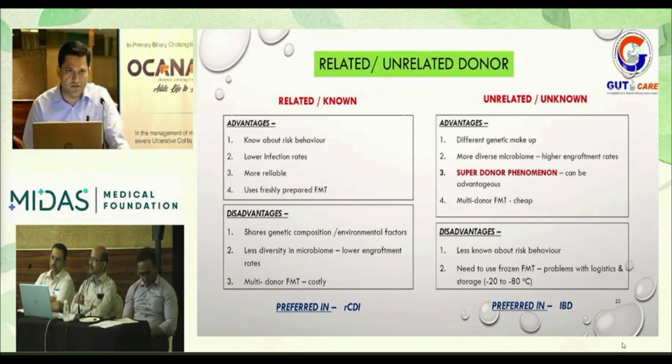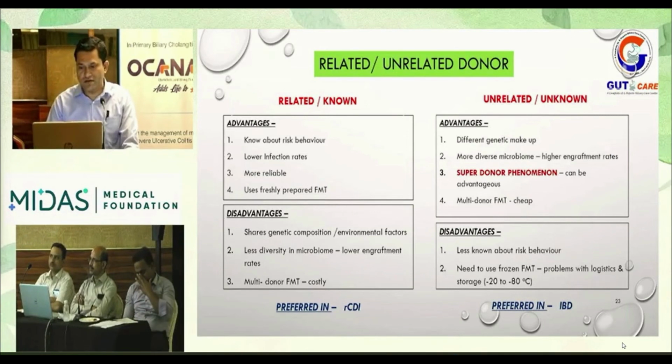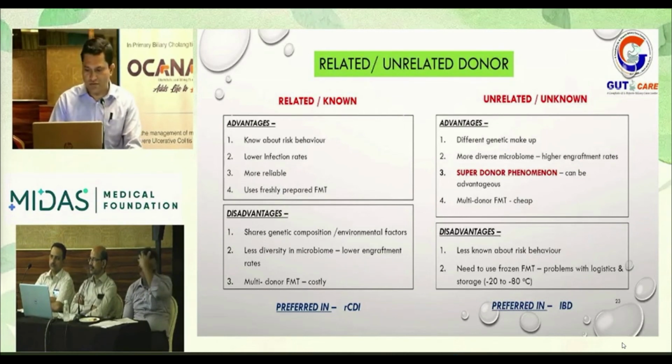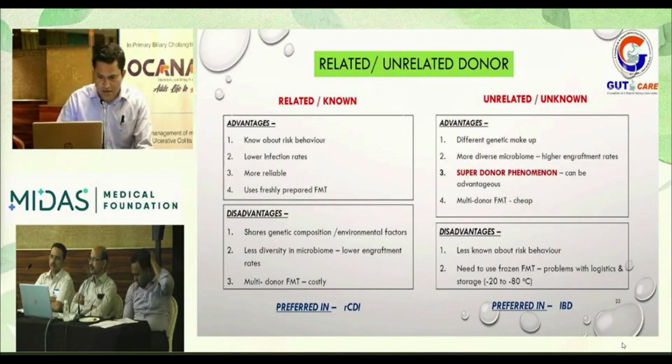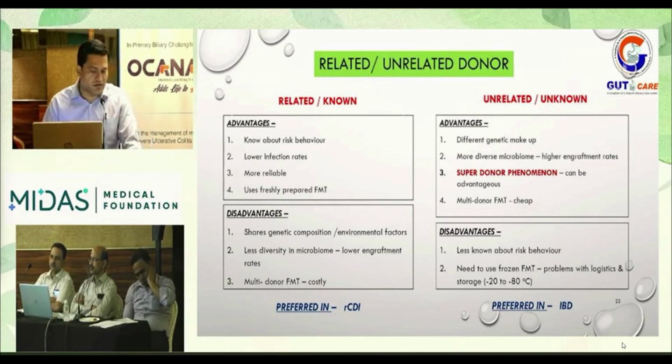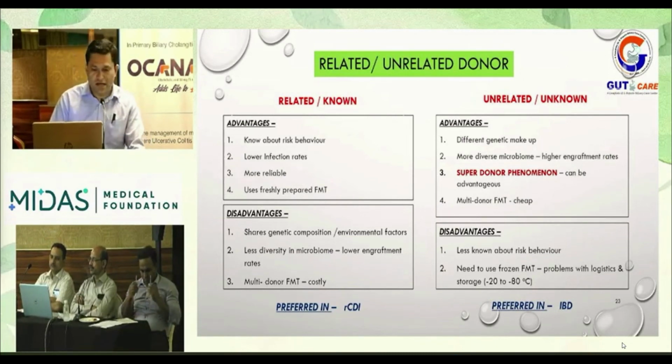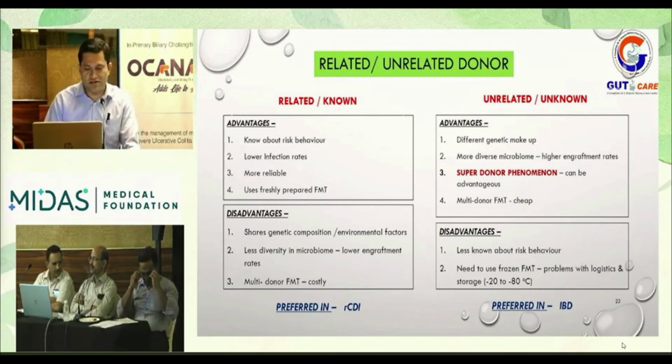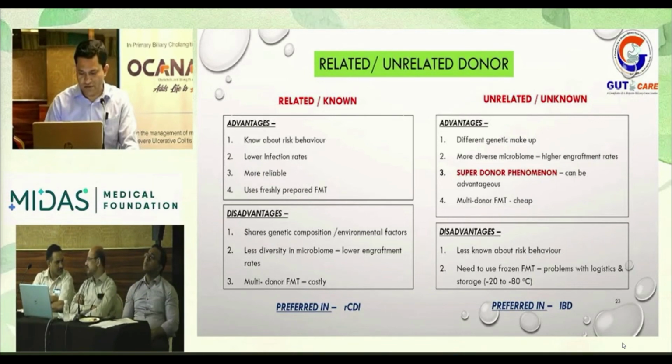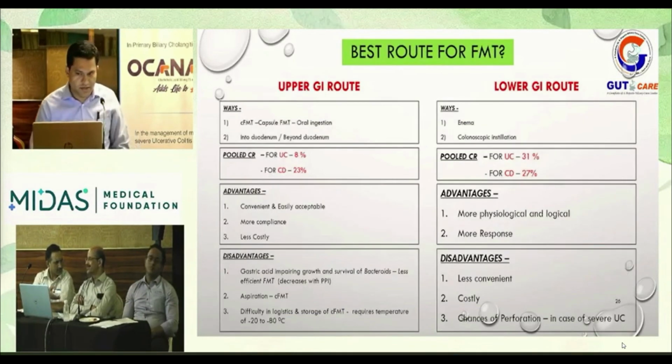So having the more diverse microbiome, there can be existence of super donor phenomena which can be helpful, and multi-donor FMT is cheaper in case of unrelated. But the disadvantage is the need to use frozen FMT, which is tedious, and logistic and storage problems can be there. Related donors know about the risk behavior, low infection rate, and we can use the freshly prepared FMT, no need of storage. So what is the best route?